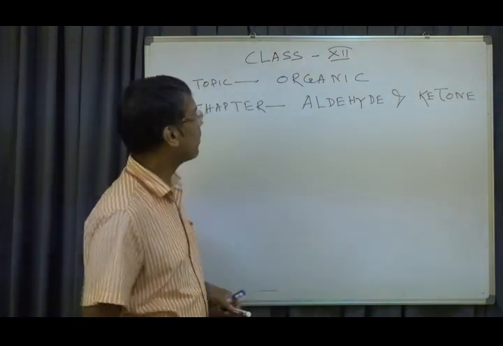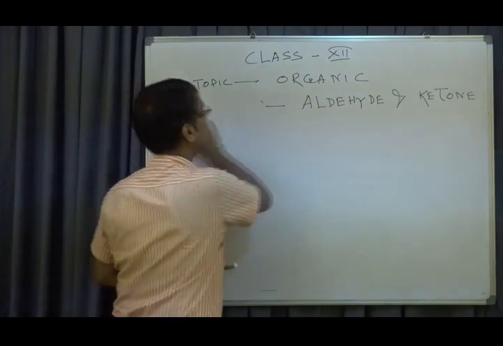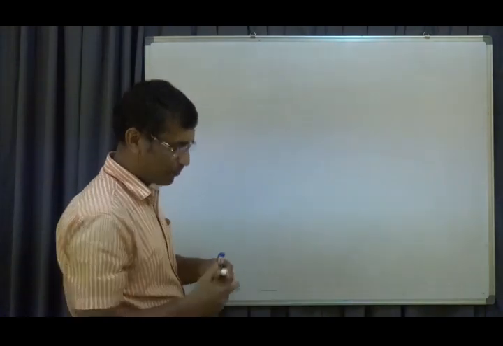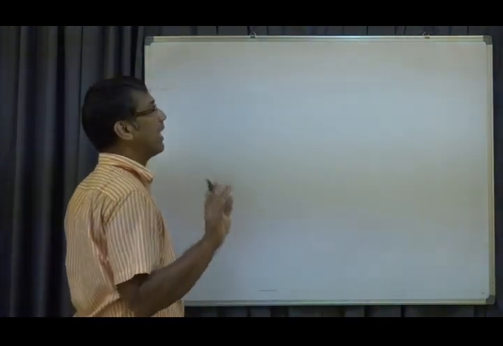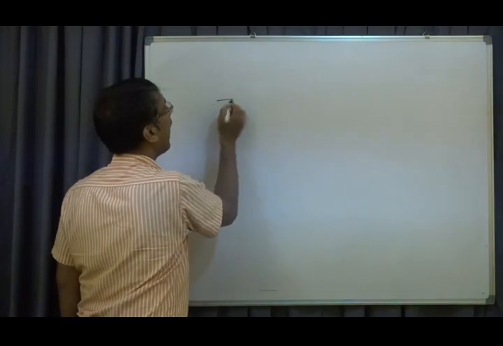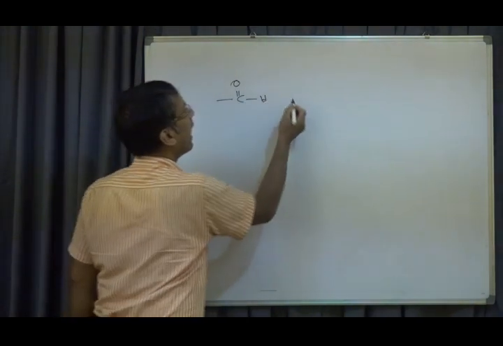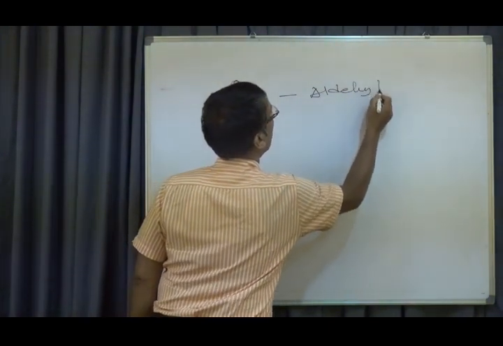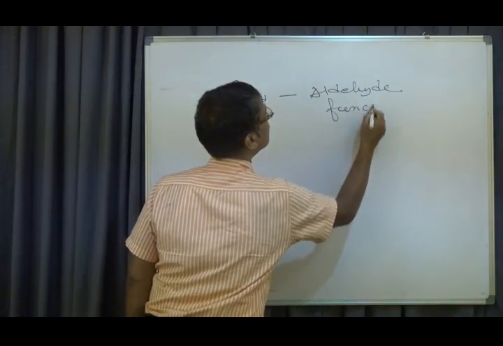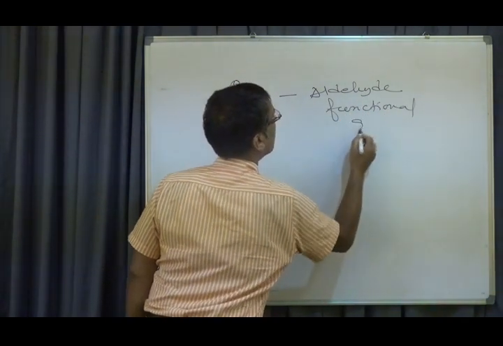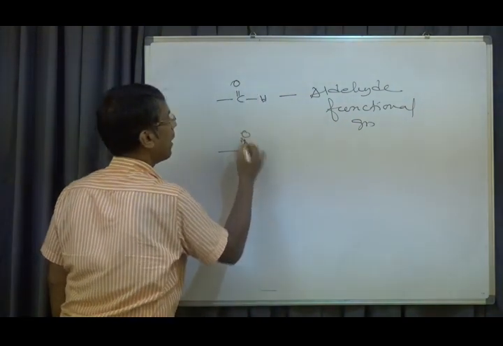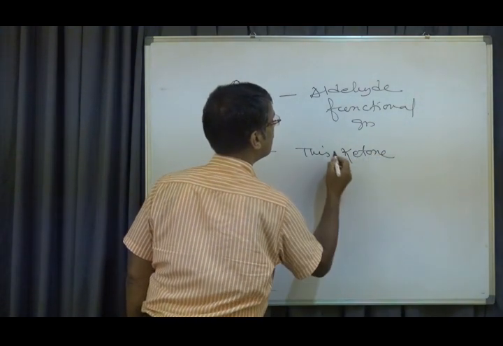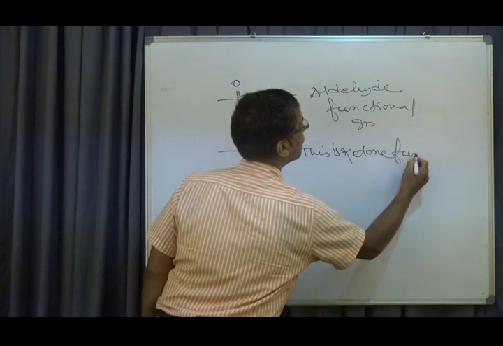First of all, we discuss the classification of aldehyde and ketone. So before classification, you should know the aldehyde functional group. This is the aldehyde functional group. And this is the ketone functional group.